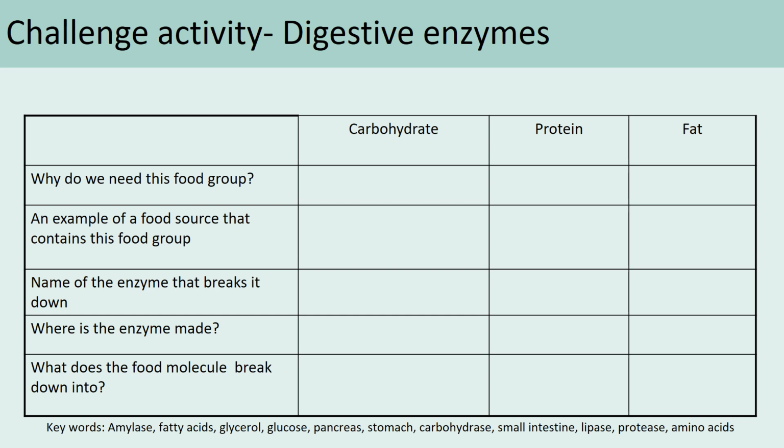So on the left-hand side in the first column, we've got some questions, or some different things that we need to know about. So why do we need this food group? We've already spoken about that in a previous lesson. An example of a food source that contains this food group, again, something that has come up in previous lessons. Name the enzyme that breaks it down. This will be new. Where is the enzyme made? Again, this will be some new information. What does the food molecule break down into?